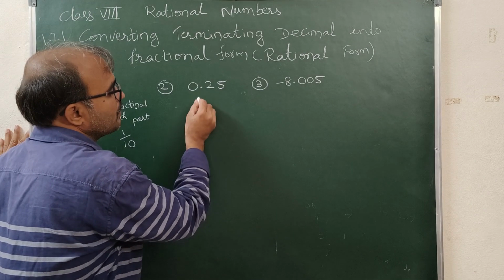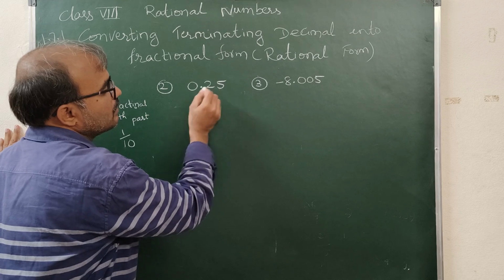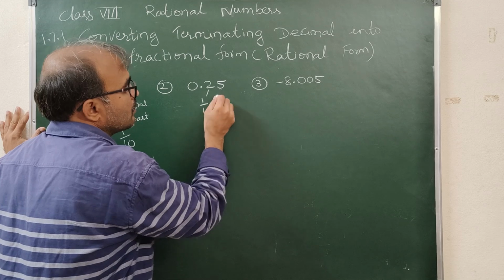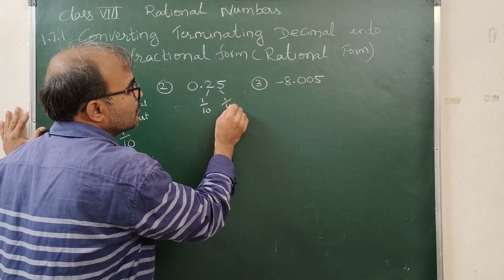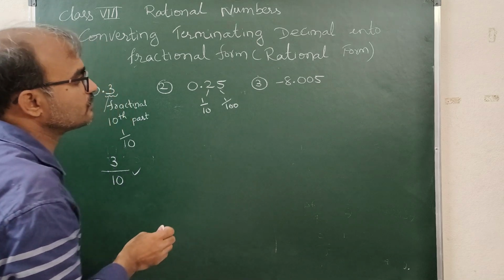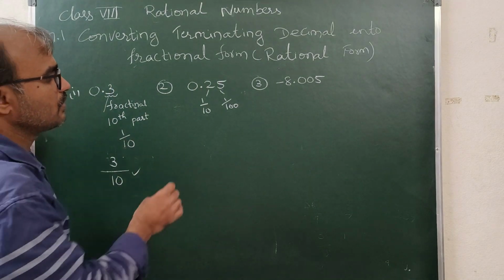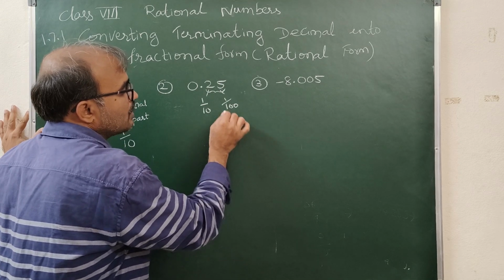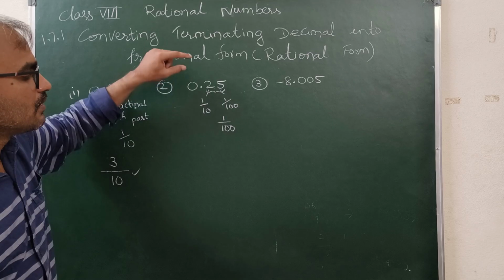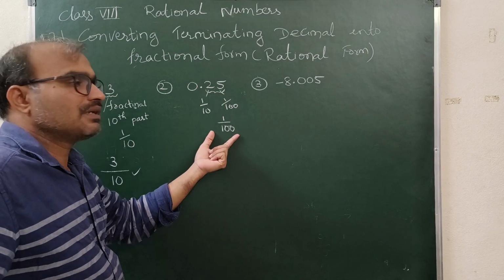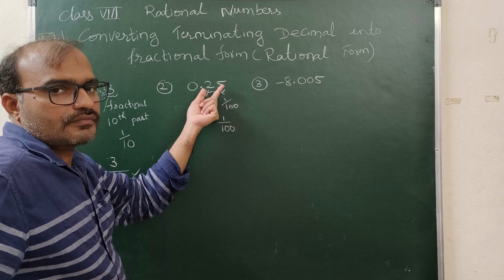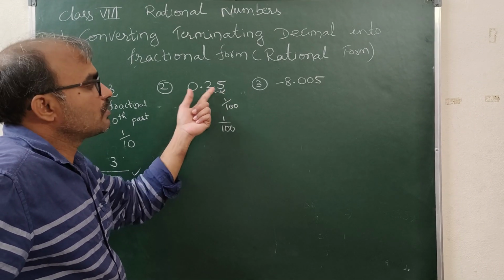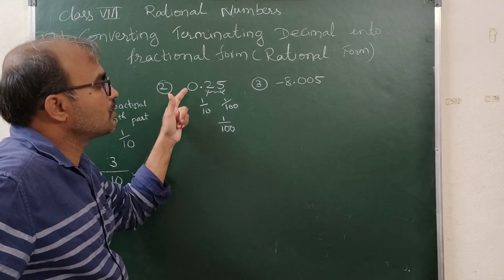Now 0.25. After the decimal point there are 2 digits, which means it is the hundredth part. You can consider the total as 1/100th part. One whole is divided into 100 parts and 25 parts are taken. The whole numbers are not there; it is less than 1 and more than 0. The whole part is 0.